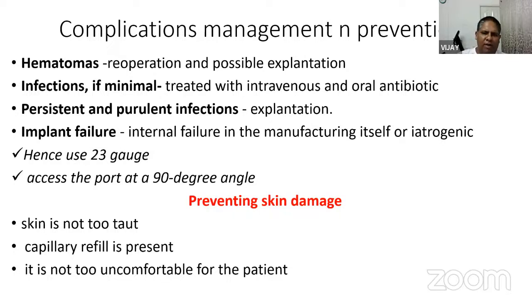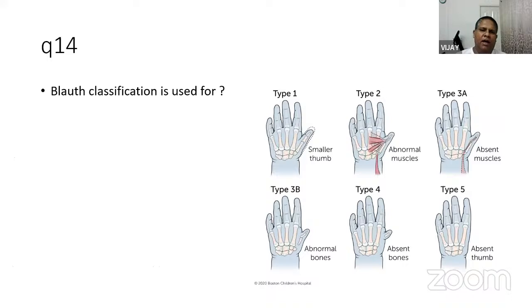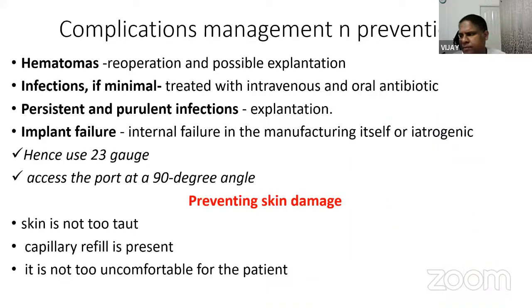Therefore, always access the port at 90 degrees using a 23 gauge needle. To prevent skin damage, the skin shouldn't become too taut while expanding the tissue expander. Capillary refill should be there, blanching should not be there. And if it is too uncomfortable, patients always withdraw some amount of the saline.